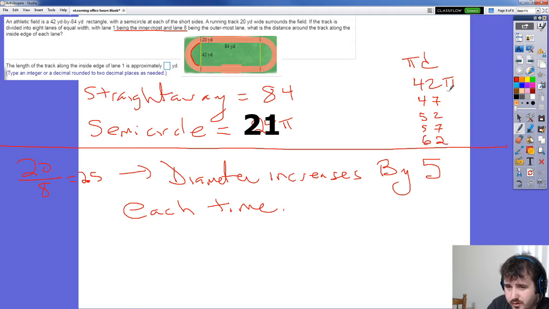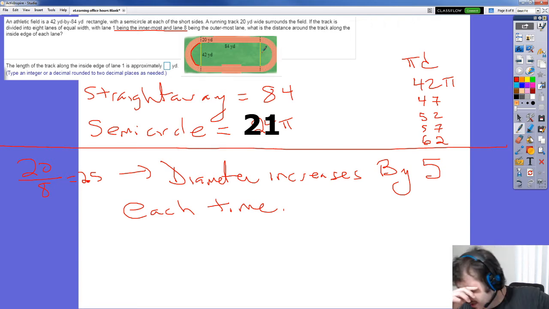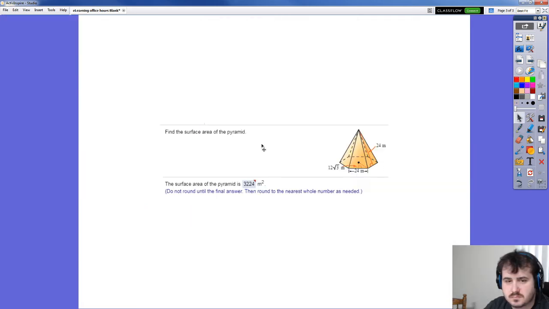And then you're going to go through and figure out what the length of the semicircle is each time, and then just 84 plus blah plus 84 plus blah each time. And then you're going to do that and you're going to get your answer for each of them.